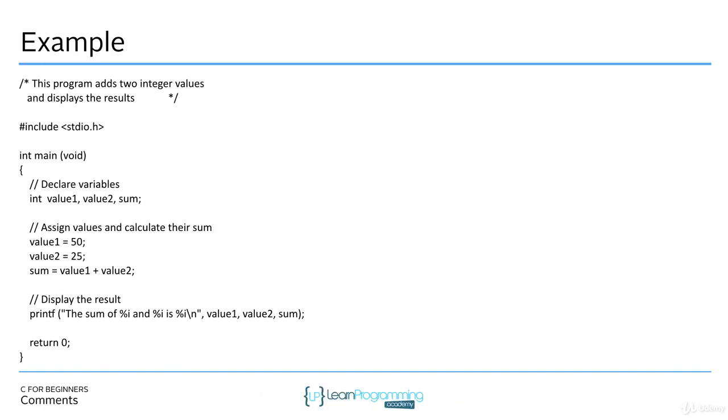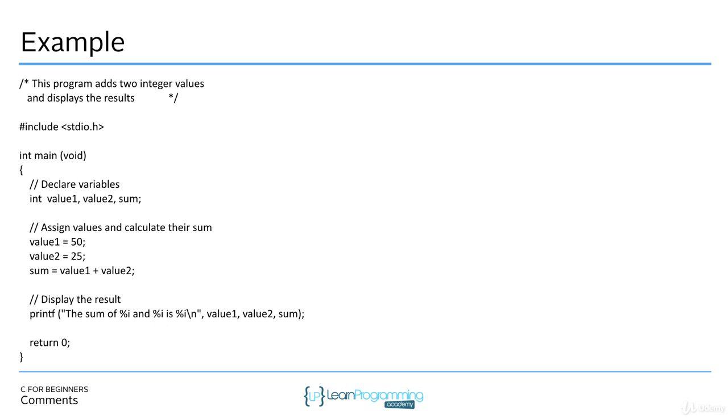Here's a common example that you would see in a program. This is a program that contains C code. You don't really know what this is doing, but you could look at the comments and sort of identify what's going on. So there's a comment at the top that says this program adds 2 integer values and displays the results. It's telling you the purpose of the program, what it's doing.